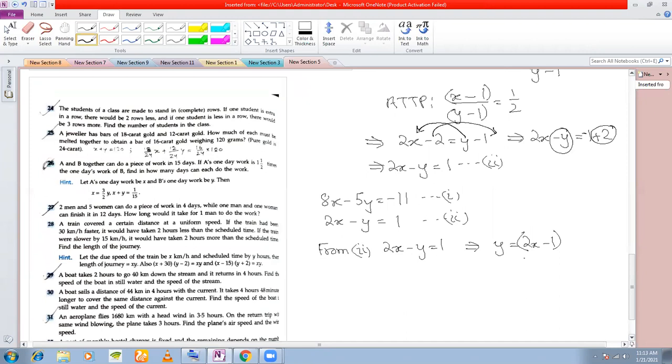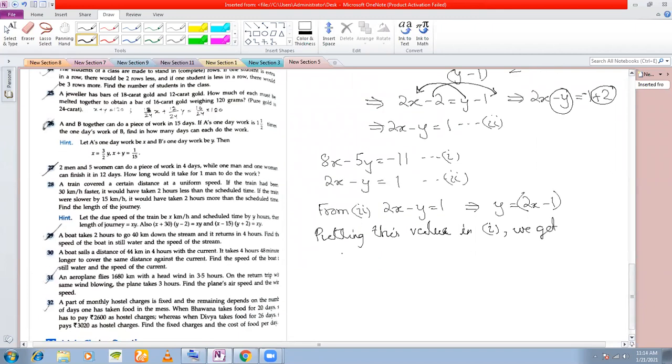Okay, sir. 2x minus y is equal to 1. So from 2 we get y is equal to 2x minus 1. Okay, we express y in terms of x. So putting this value in 1, we get 8x minus 5 times (2x minus 1) is equal to minus 11.